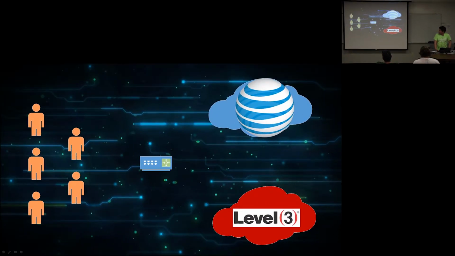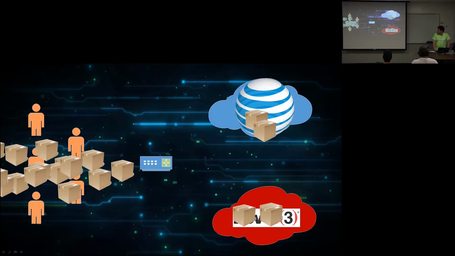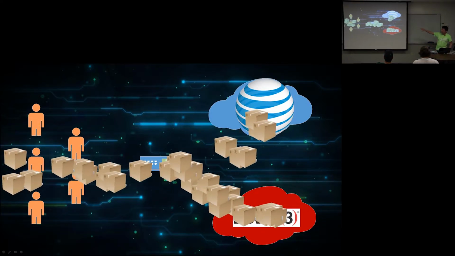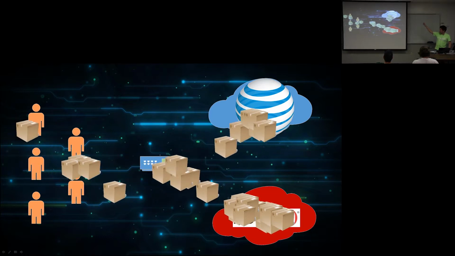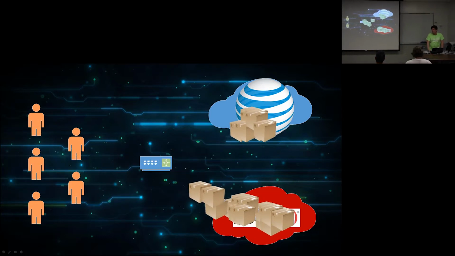So what it'll look like is Joe Bob has a bunch of users, and those users will generate traffic, and you'll see traffic will flow from Joe Bob to Level 3 and AT&T. The thing is, AT&T charges like 40 times more. So you're going to send more stuff to Level 3.